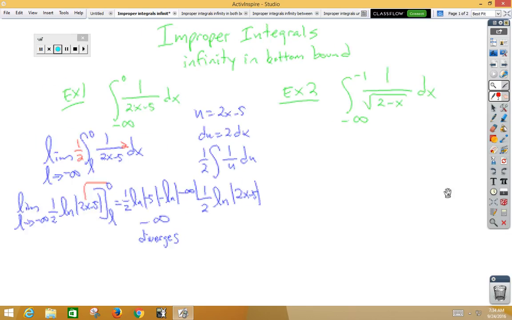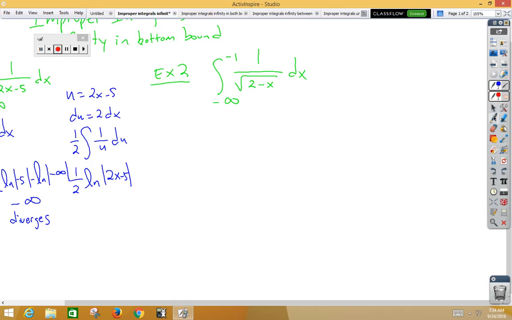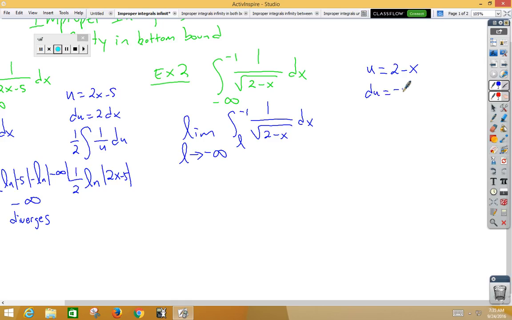Let's take a look at example 2. So in example 2, again, we're going to rewrite this as a limit. L approaches negative infinity. We are integrating from L to negative 1, 1 over root 2 minus x dx. Again, this is a simple u sub, so u is 2 minus x, du is negative dx. We don't have a negative dx, so if we want to put a negative on the inside, we're going to put a negative on the outside. So we have negative integral 1 over root u du.